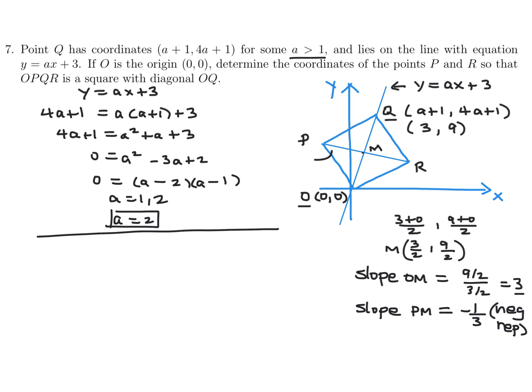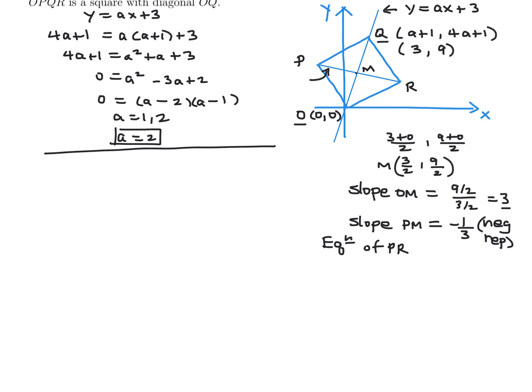So this line right here. So the equation of PR, let's move this up a little bit. Well, like any line, it's y equals mx plus b. The m we just figured out was negative 1 over 3.